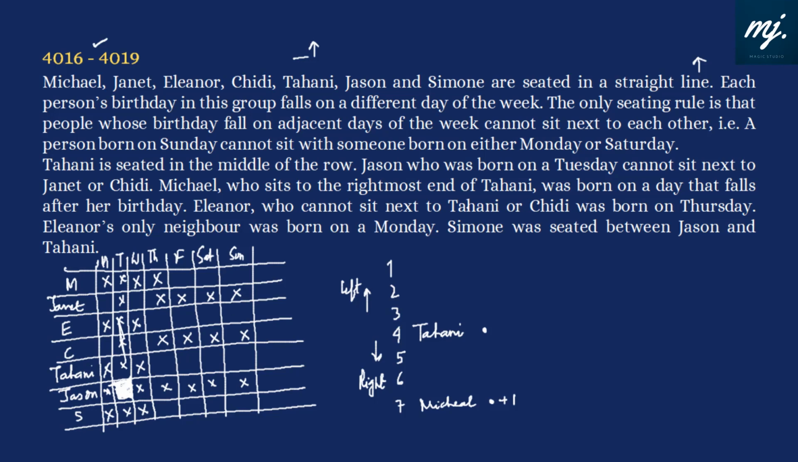Fair enough. Then we have Eleanor, who cannot sit next to Tahani or Chidi, was born on Thursday. Eleanor was born on Thursday. Thursday is out for the others.